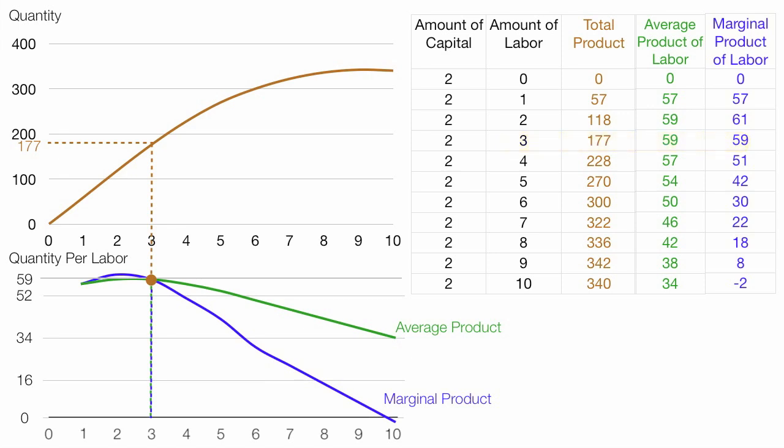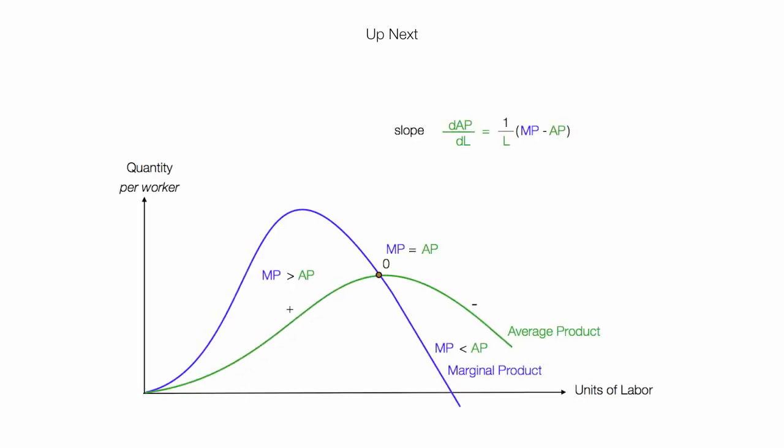And that does it for this tutorial on production theory with some numbers. Up next, I have a tutorial on the relationship of marginal product and average product, and I'll do a little calculus. And even if you don't know calculus, I'd still encourage you to watch the video.